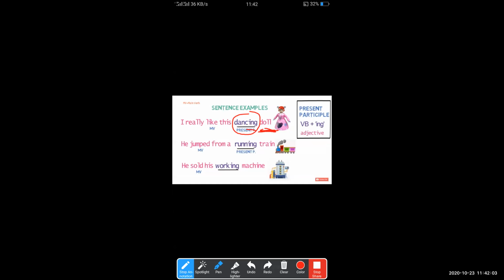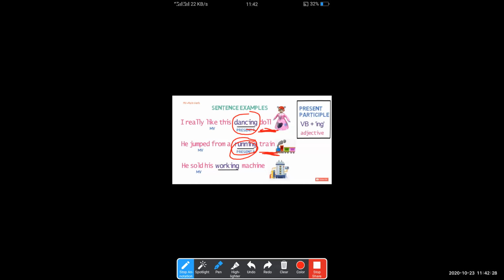Come to the next sentence. What is the next sentence? He jumped from a running train. Now here, running is also a verb first form with an -ing, right? But what it describes is the train, so this word shows an adjective; it functions like an adjective, so this is the present participle.